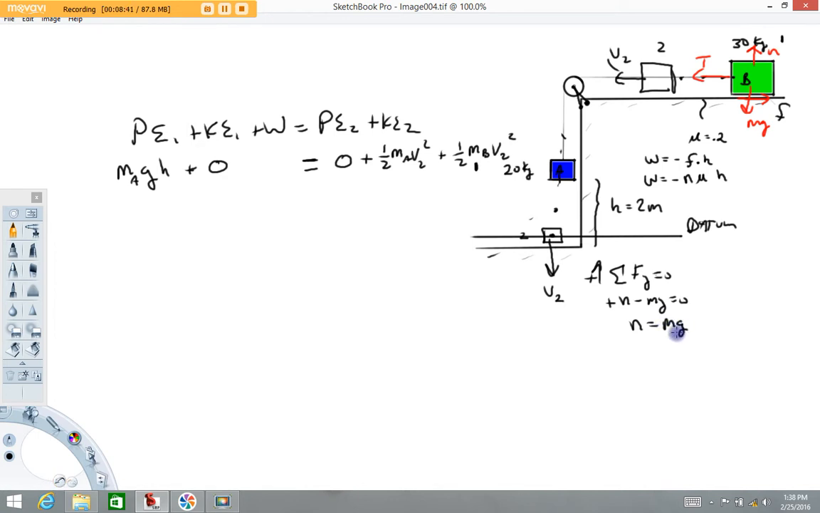mg. So the work term can be written minus mg times the coefficient of friction times h. Now the m, let's be clear, it's mass b. So I need to tack a little b on there. So the work term acting on mass b can be written minus mass b g times the coefficient of friction times h. I'm going to go ahead and put all that in there. Minus mass b times g times the coefficient of friction times h.